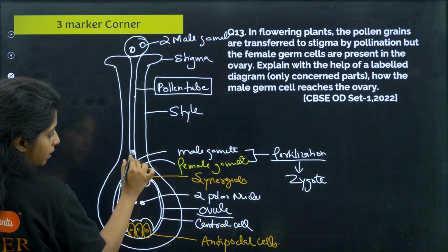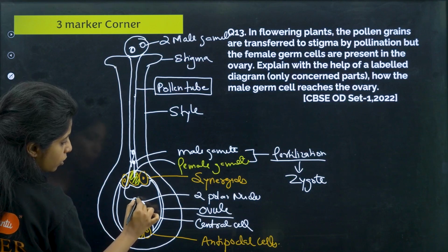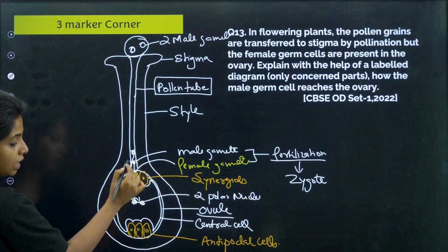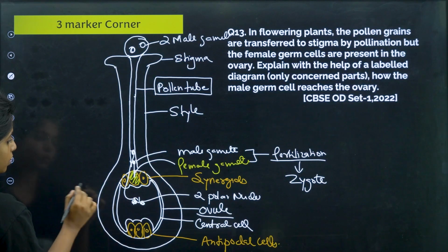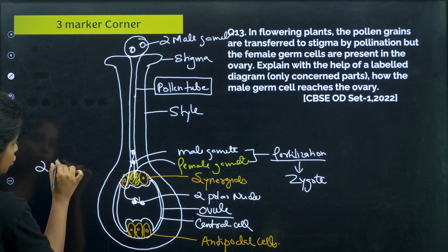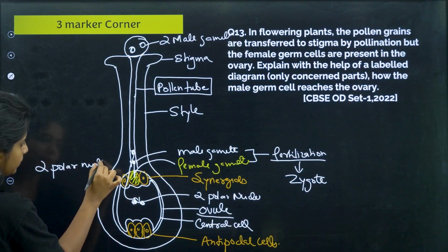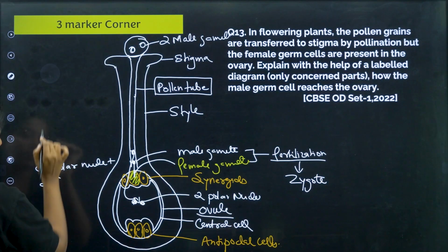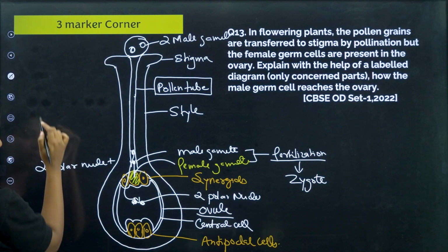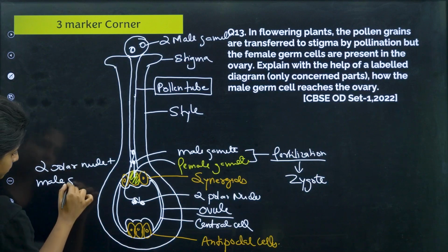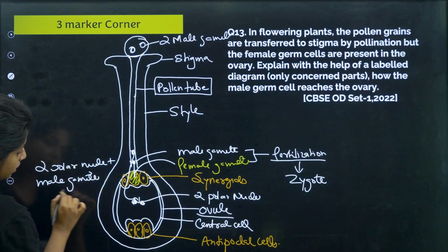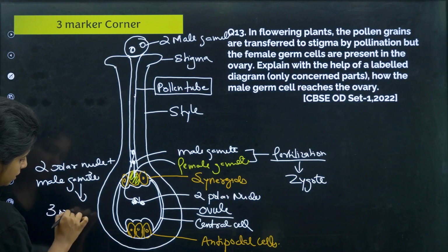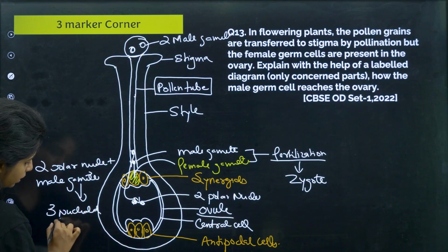The other male gamete comes and fuses with the 2 polar nuclei that are present over here. So this is a nucleus, this cell also has a nucleus, this also has a nucleus. So basically I will write the 2 polar nuclei plus the next male gamete, okay? Please understand, it's the next male gamete. It gives rise to a 3 nucleated cell. It will have 3 nuclei now.